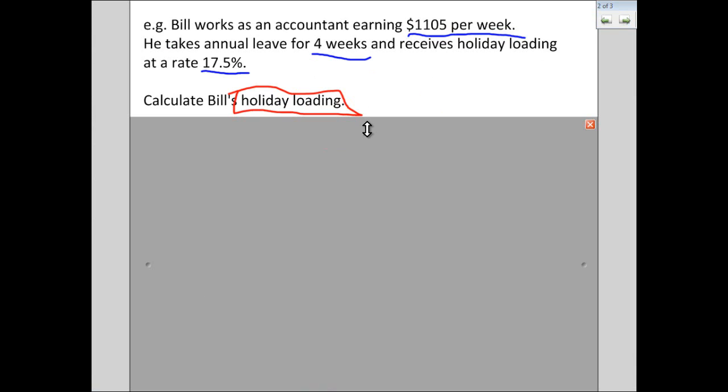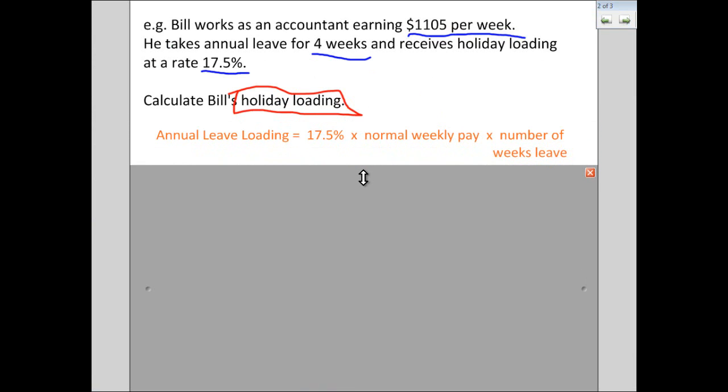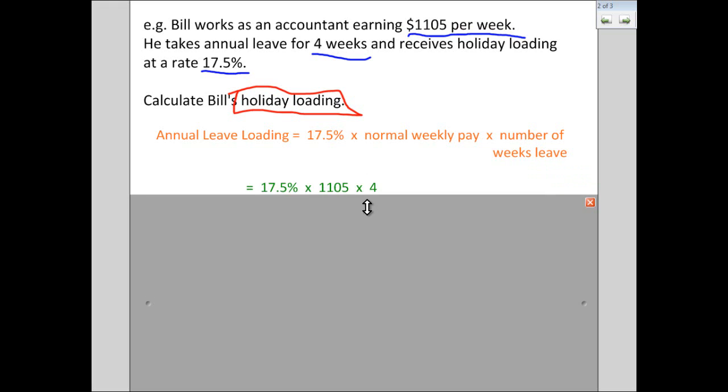So we're going to go through the steps here using the formula that we saw before. So just to get his annual leave loading, which we said was called the same thing as holiday loading, 17.5% multiplied by our normal week's pay multiplied by the number of weeks leave. So it looks something like this for Bill.